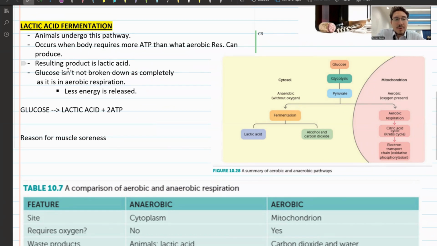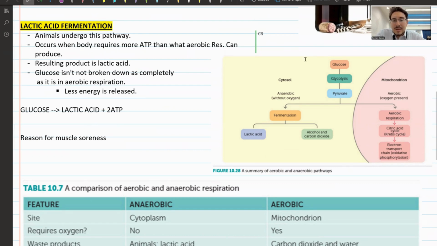Again, glucose isn't broken down completely. Okay. It's converted to lactic acid. It produces a little bit of ATP, right? So it isn't efficient for us to be using it in the long run. It's just for emergency cases, if I can say, right? A byproduct is lactic acid that accumulates within the muscle tissue, and it's the reason for the muscle soreness, okay?